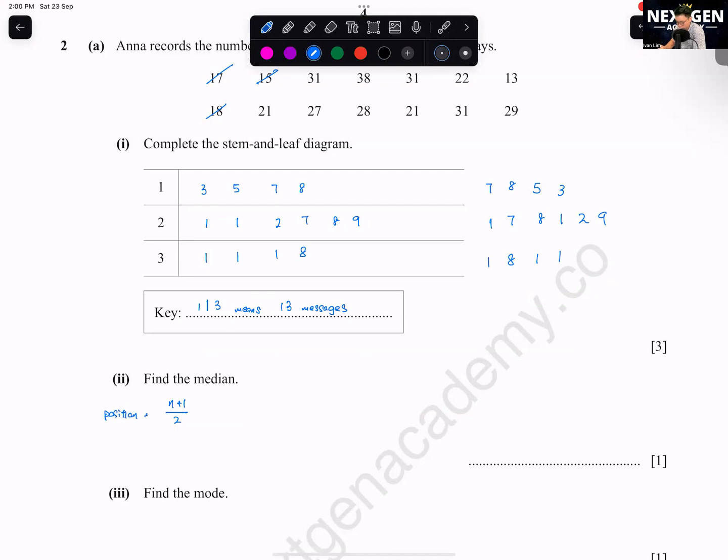Total, you got 14 numbers, right? So 14 plus 1 divided by 2, you get 7.5. Okay, so that means you want to take the 7th and the 8th value. Okay, so you go and count 1, 2, 3, 4, 5, 6, 7, and 8. Okay, 22 and 27 is the 7th and the 8th value. So your value of your median will be 22 plus 27 divided by 2. Just calculate this, you get 24.5. Okay, please do not just divide it by 2. If you divide it by 2 straight away, wrong formula.